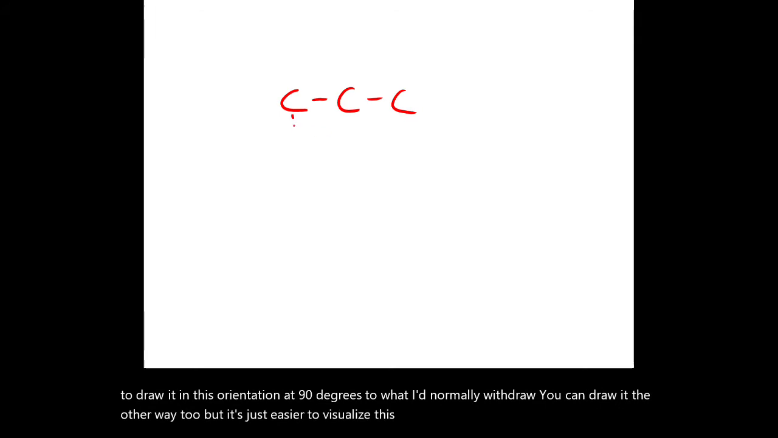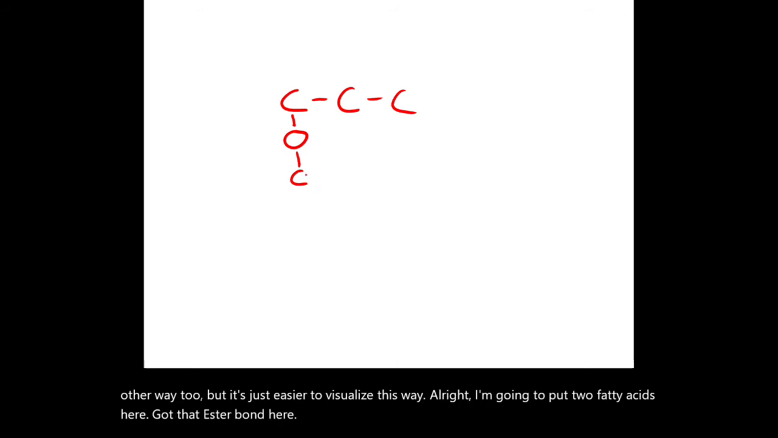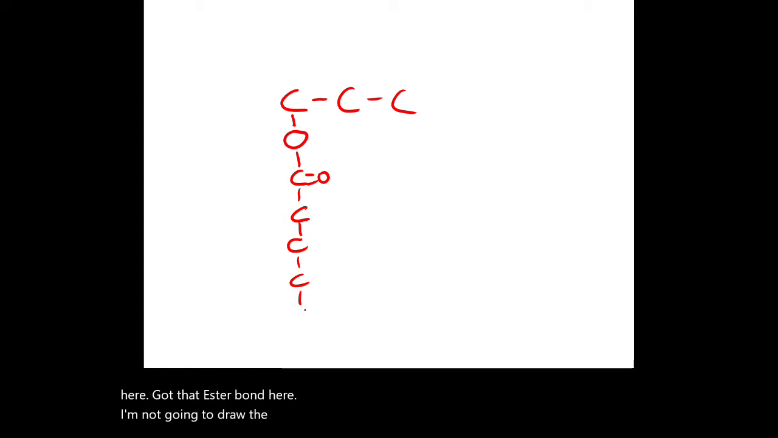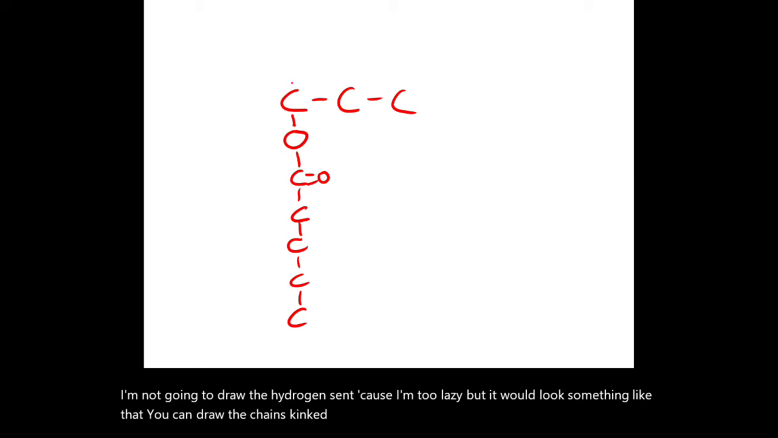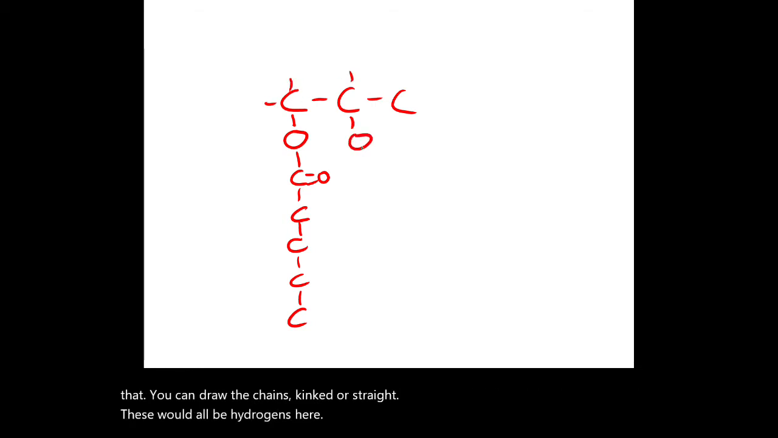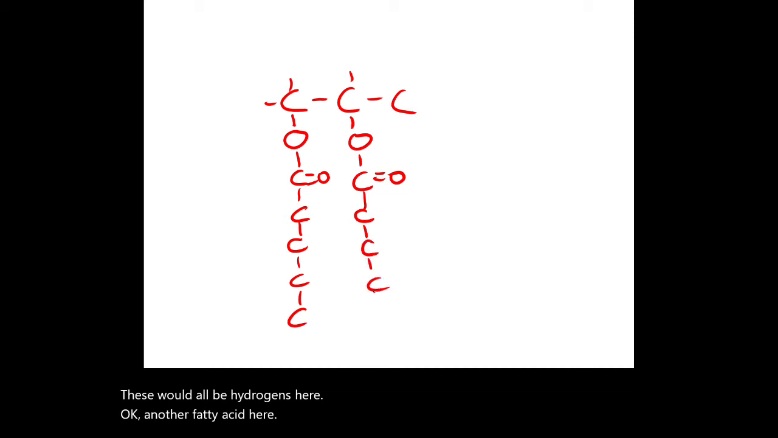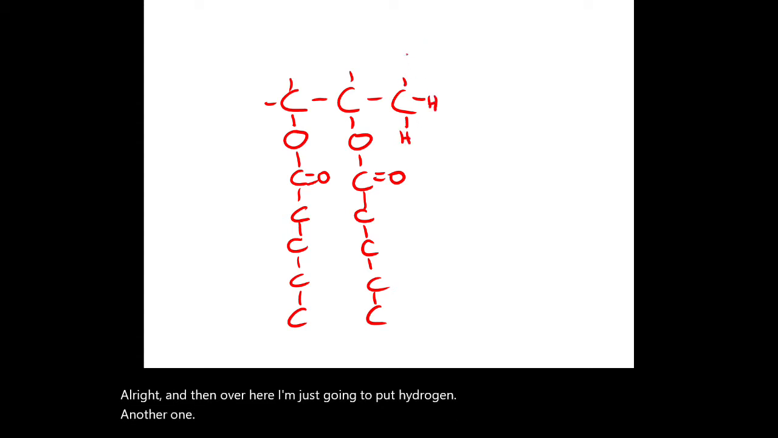All right, I'm going to put two fatty acids here. Got that ester bond here. I'm not going to draw all the hydrogens in because I'm too lazy, but it would look something like that. You can draw the chains kinked or straight. These would all be hydrogens here. Okay, another fatty acid here. All right, and then over here I'm just going to put a hydrogen, another one, and then I'm going to attach the phosphate.